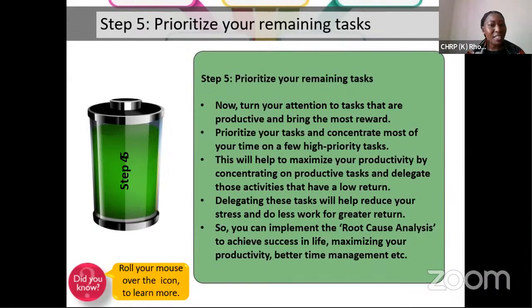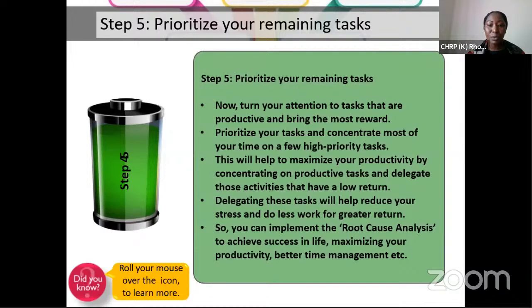We say, now turn your attention to the tasks that are productive, that bring the most reward to you, and concentrate, give them the time and the effort. Then prioritize your tasks and concentrate most of your time on the few but high priority tasks. Probably they'll give 80% of the reward and maybe they're just 20% of all that you have to do. Then this will help you to maximize productivity by concentrating on productive tasks and delegating the other activities that have low returns or don't significantly affect the delivery or what you're trying to do.